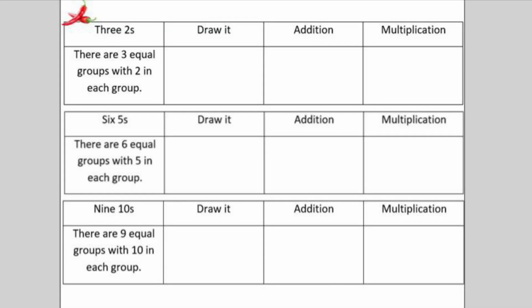Here's the first part of chili 2. So again, I'd like you to fill out the information. Again, you don't have to draw it as a table or lay it out like this. You can if you want to, though. So draw it and write the addition and the multiplication sentences.